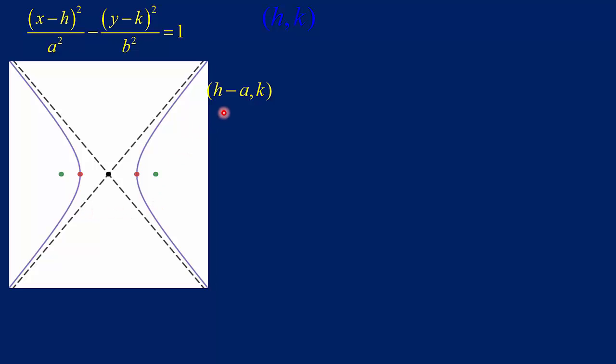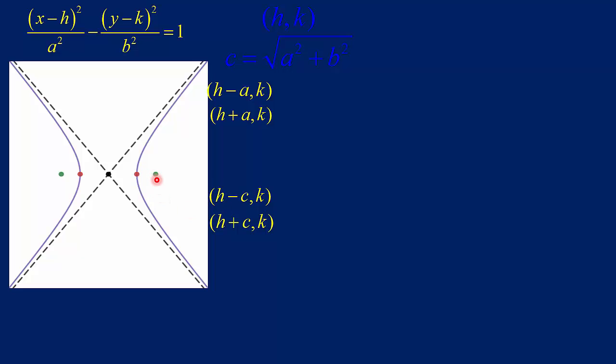Now, this right here, H minus A, comma K, that's going to be the vertices. That's going to be a vertex here. And then we add 1, and we get the vertex here. So these two right here, that's this and this. See? Now, we calculate C. It's the square root of A squared plus B squared. And we get H minus C, that's this. H plus C, we get this.